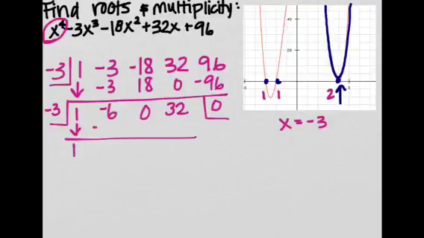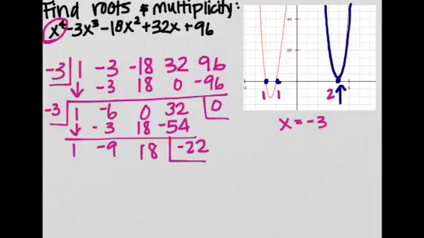So if we do synthetic division here, we can see that we don't get a 0 in our last spot here. Okay, so we can see that we get a -22 here, which is not a 0, which tells us that even though -3 worked once, it's not going to work a second time. So we're going to have x equals -3. The multiplicity here is just going to be 1.